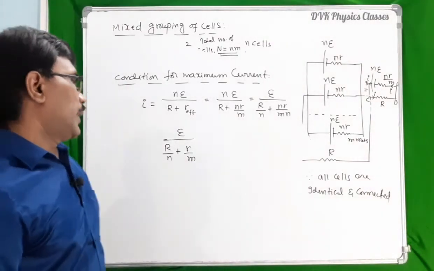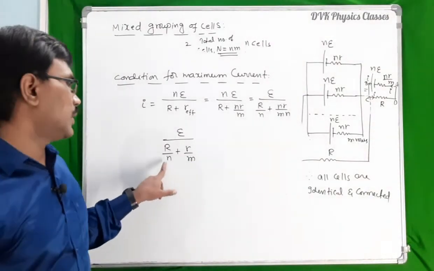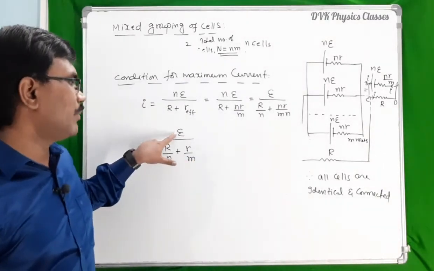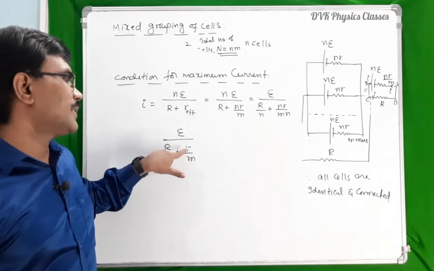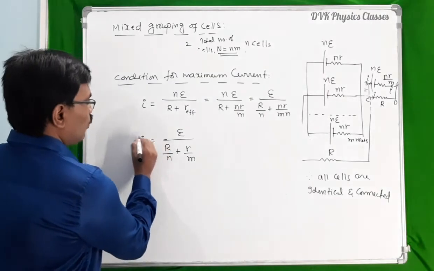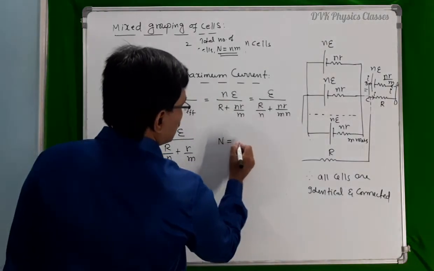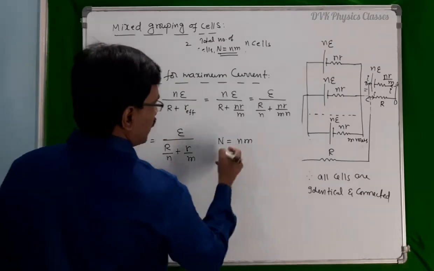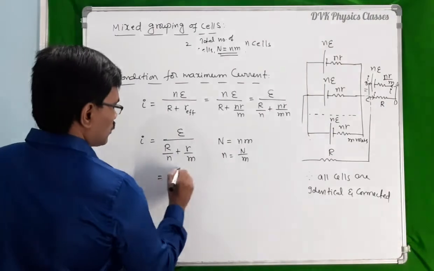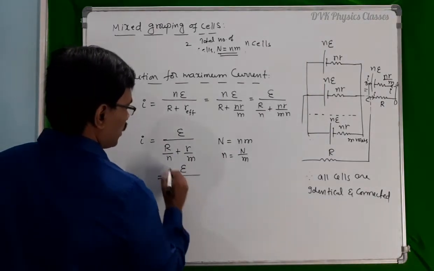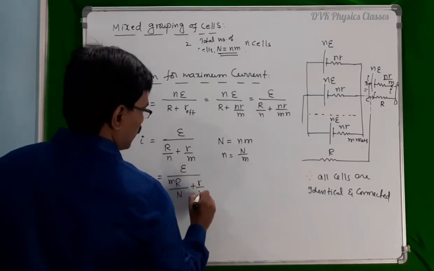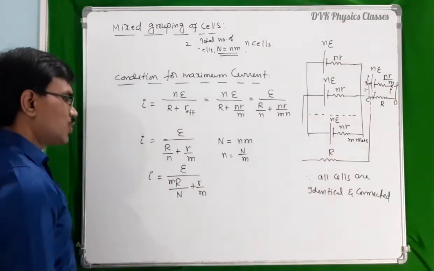Here two variables are there, the number of cells in each row and the number of rows, because for a given cell the EMF is constant and the internal resistance of each cell is also constant. Let me convert to one variable, because the total number of cells is N equals n into m, so n can be replaced by N divided by m. Then the current is E upon R upon N divided by m, plus r divided by m. So now the current depends purely on m.